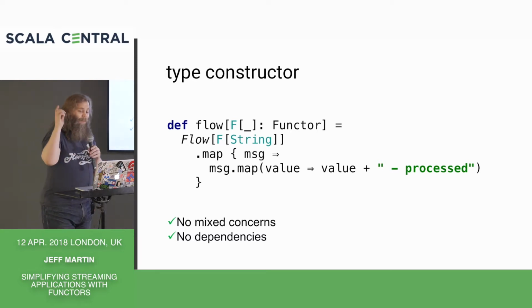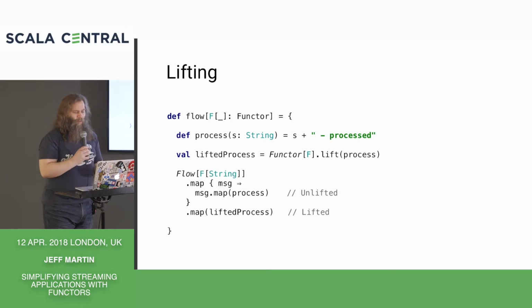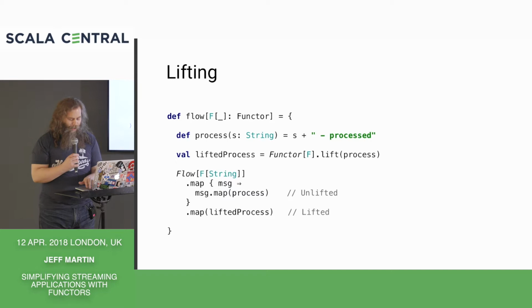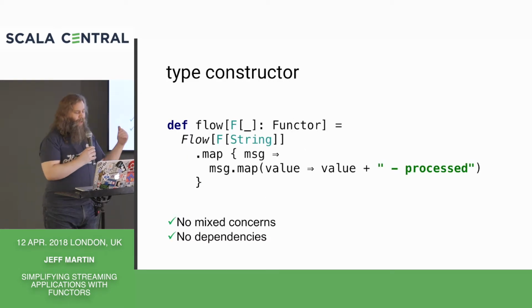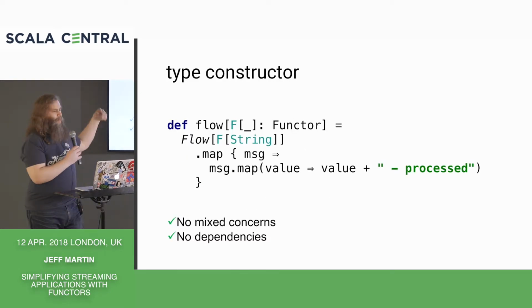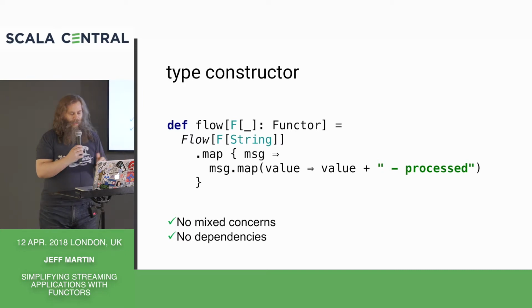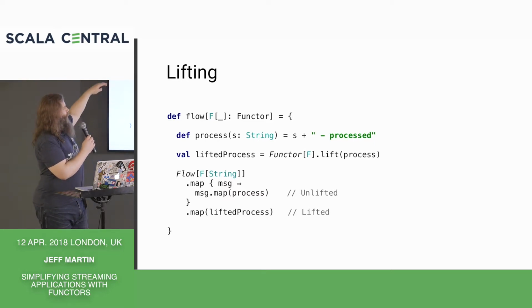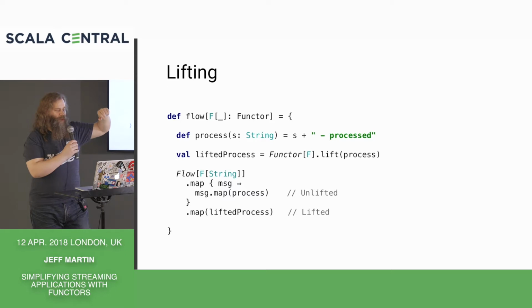I mentioned it earlier on, lifting. So this is something that can be useful in terms of tidying up your code. If we look at this example, you have this map, and then you have a map inside a map, and this can get a little bit tedious. If we use the lifting feature, we can say that we have our process method. So this is our plain method, which is just operating on a string.